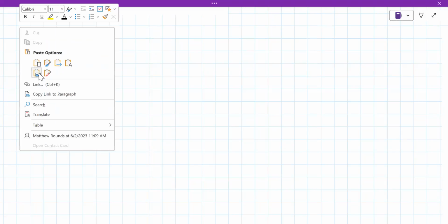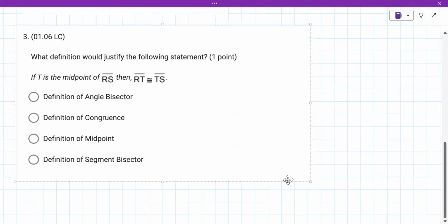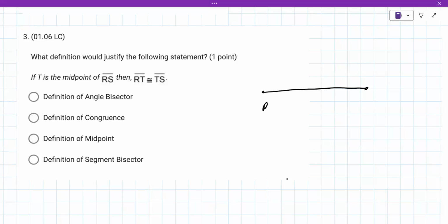Save, open. There it is. All right, so again, it's probably good to draw some of these things. If T is the midpoint of RS, so let's draw RS. There's RS, and then they're saying T is the midpoint, right in the middle. That means that those two are congruent. RT is congruent to TS. That is the definition of a midpoint. Midpoint means it's in the middle. Got it.